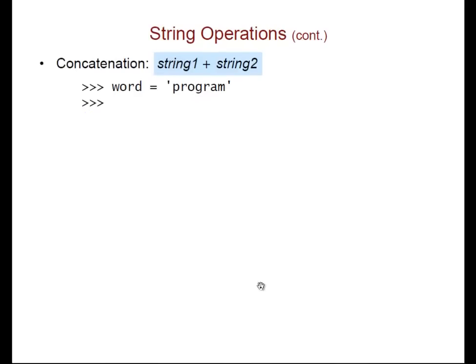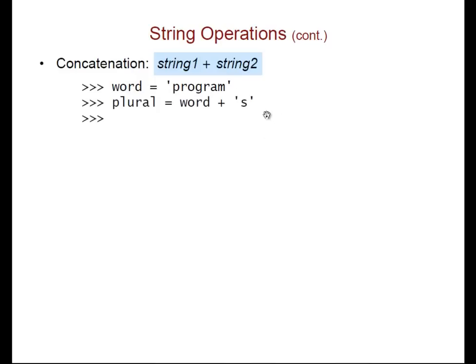Some other operations I can do, I can use the plus operator. If both of my values are strings, I'm going to concatenate them together. So for example, let's assume that I assign the string literal program to the variable word.